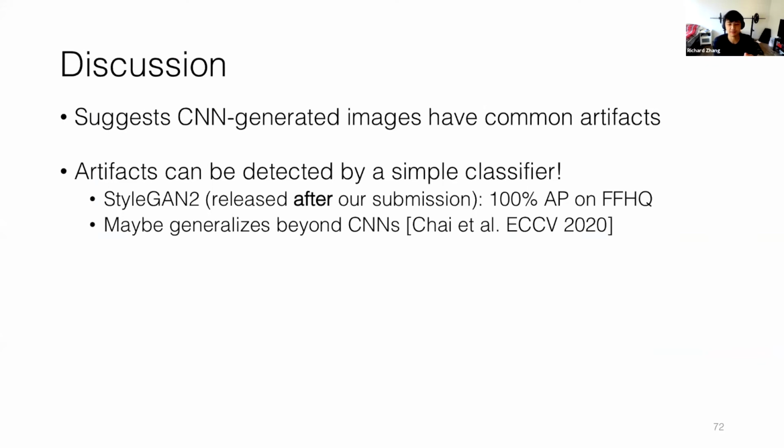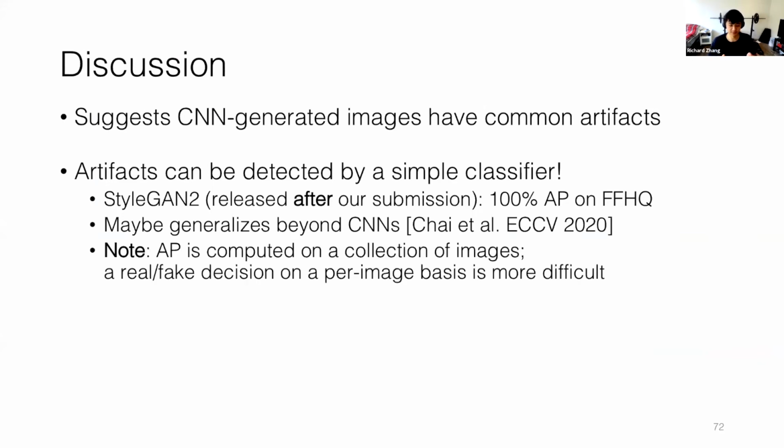Now, I do want to exercise some caution here. So note that what we're reporting on is average precision. Average precision of 100% means that if you run all the images, get all the logits, and sort them, the generated images are completely separated from the real images. That is, they're basically sorted in the right order. But that's actually very different than making a real or fake decision on a per image basis, where you need an accurate threshold. And so that's much more difficult.